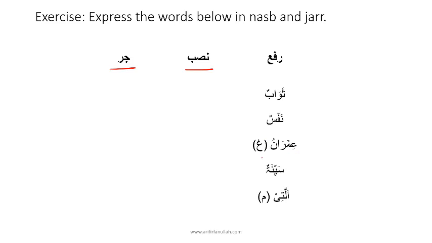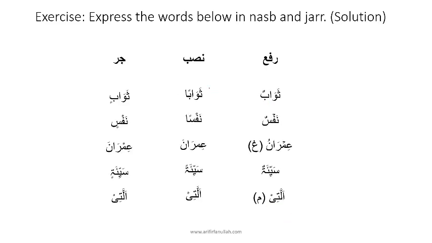Imranu has this ghain. This means that it is ghair munsarif, or these are the Maryam words. And then we have allati, which is an Isa word. So this would be the same in all three forms. Now I want you to pause the video and come up with nasab and jar for each of these words.